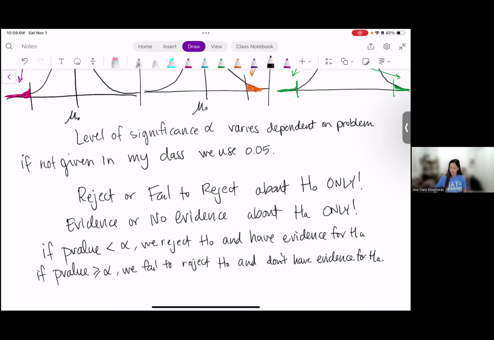Okay. Now, let us put it all together, add some context in, and do the whole thing.